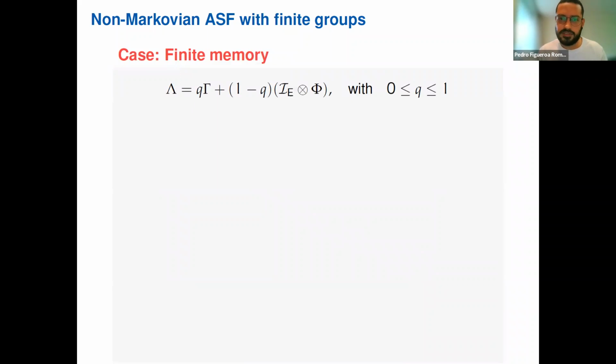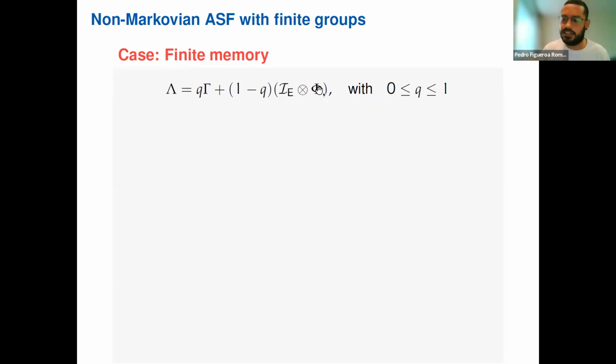Now, the case that we consider for this average sequence fidelity with finite groups and non-Markovianity is, what if you just have non-Markovianity with a small probability? So if almost all of your noise is acting locally on the subsystem, but then you have some finite amount of non-Markovianity. So you can model the lambda maps with some probability Q as this convex combination of some noise gamma acting on the whole system and environment, and with 1-Q probability, this acting solely on subsystem S.